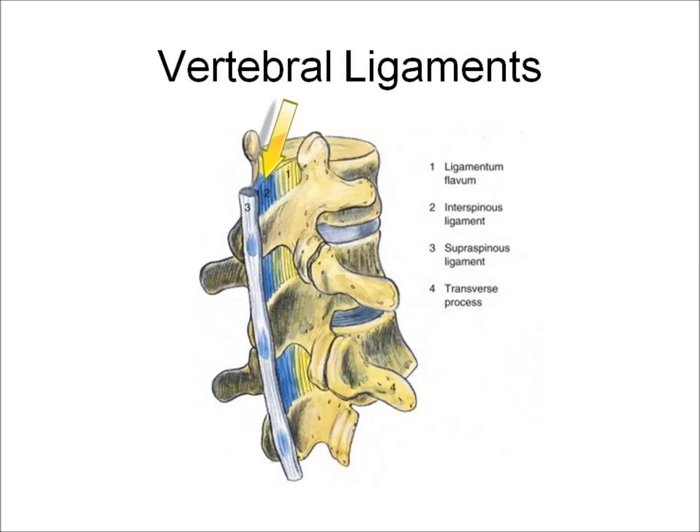Number 2 is the interspinous ligament. This joins the spinous processes. This would be the ligament that your needle would go through if you are performing a spinal or an epidural. The yellow arrow points to this ligament, which is colored blue. Number 3 is the supraspinous ligament, which joins the posterior surfaces of the spinous processes. Again, if you're performing a spinal or epidural, this would be the first ligament that your needle would be going through. Number 4, the yellow arrow points to the transverse process.